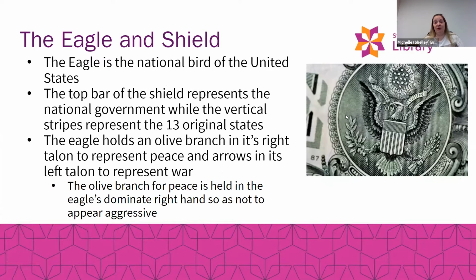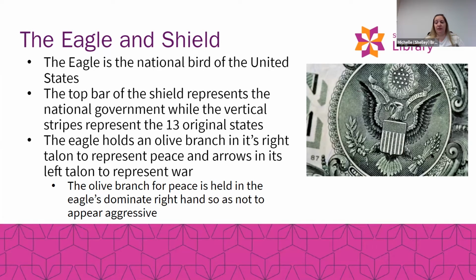All right, so then there's the eagle over on the other side. And the eagle definitely is the national bird of the United States, and it kind of represents our country. So I think the eagle makes a lot of sense, but he's also got this shield. And what's really neat about the shield is that the top of it right here represents the national government. And then these vertical stripes represent the 13 original states. So we've got our government at top, and then we've got our states down below that are supported by the government.